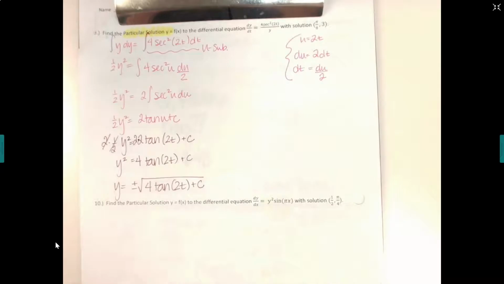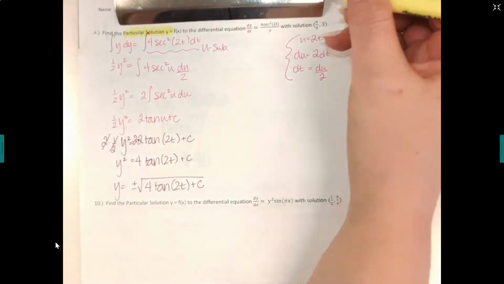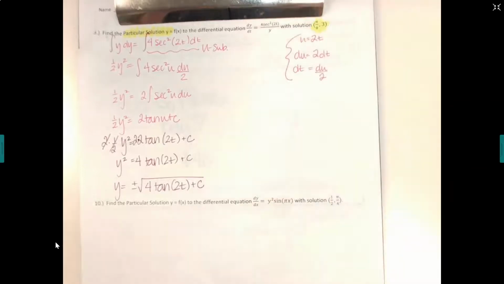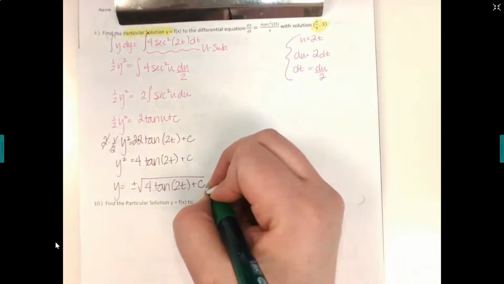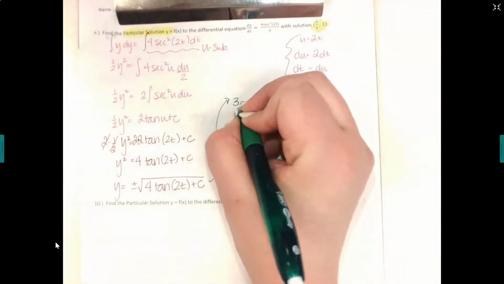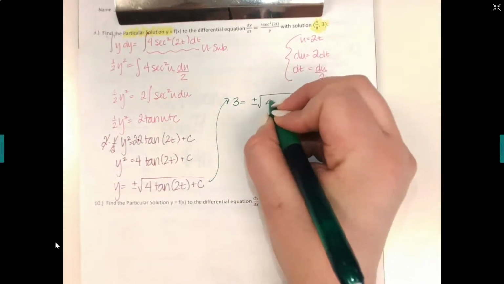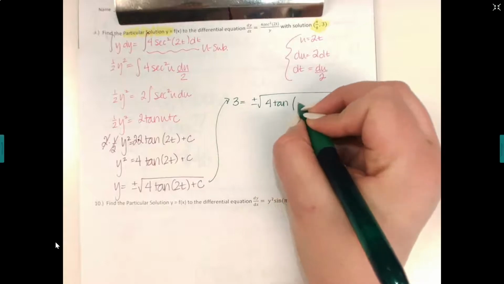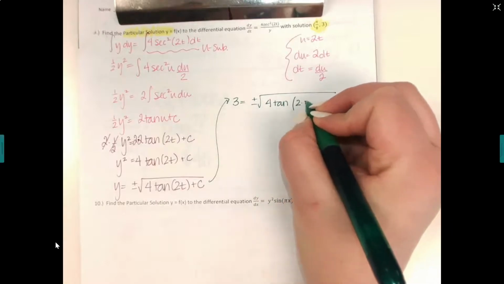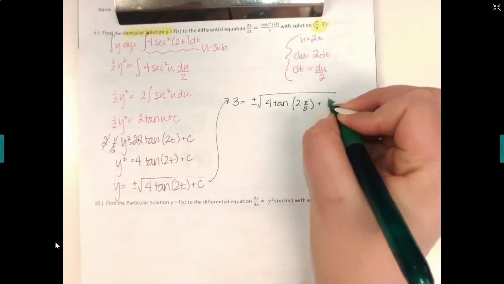Okay, now from there I can still find my particular solution. I'm going to use the ordered pair that they gave me up here. Okay, when I plug in pi over 8 for my x, then 3 should be the answer. So 3 is the answer when I have plus or minus the square root of 4 tan 2 times my t, which is pi over 8, plus c.